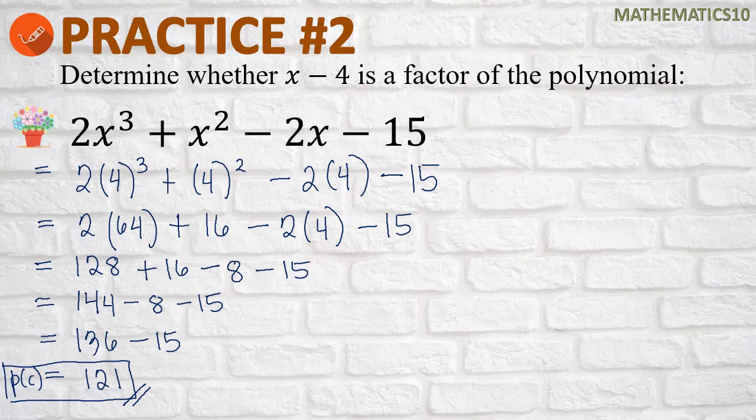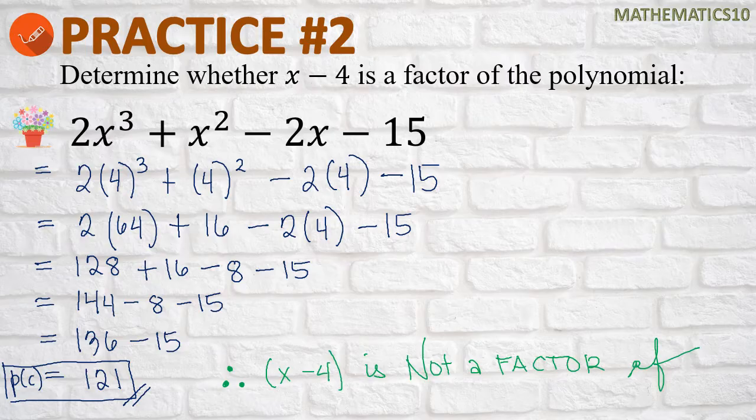Therefore, we can now conclude that x minus 4 is not a factor of 2x cubed plus x squared minus 2x minus 15. So here's our second example. It is not a factor. Okay, we're done.